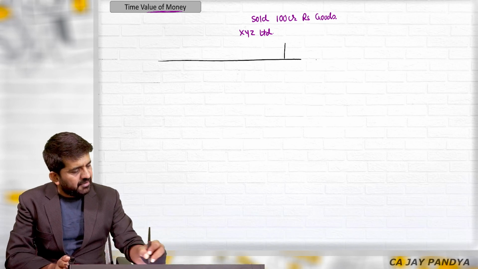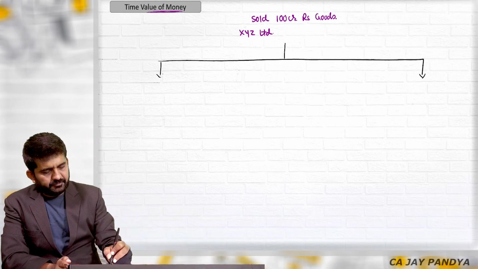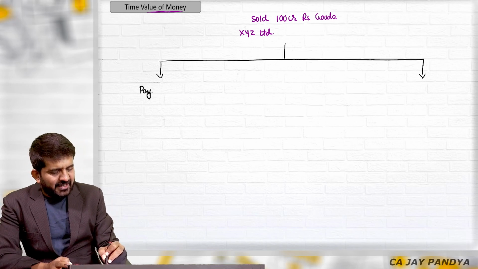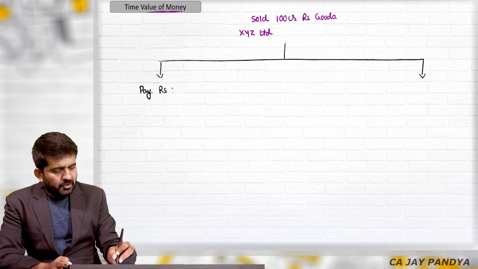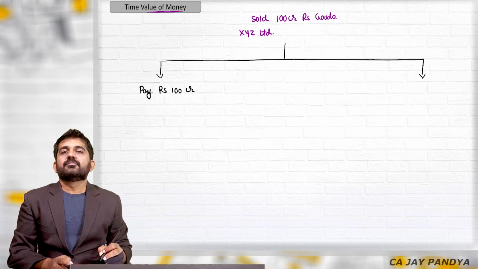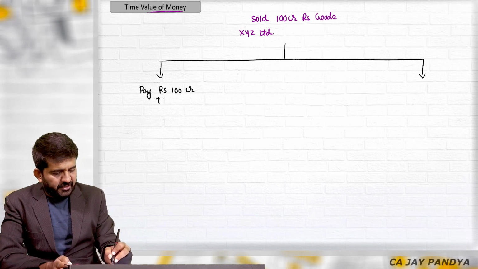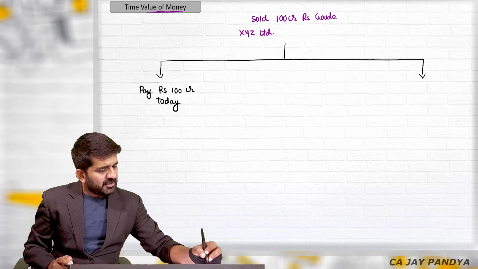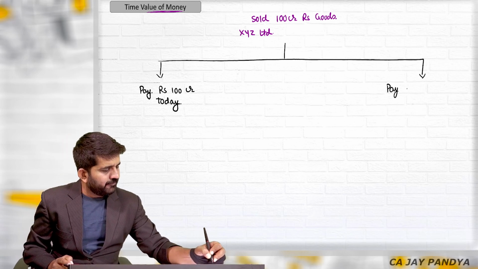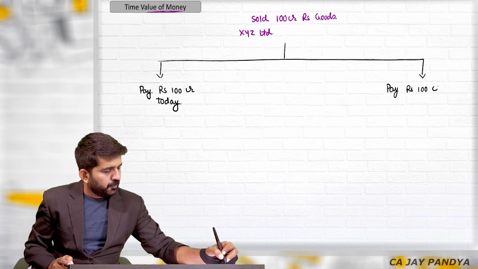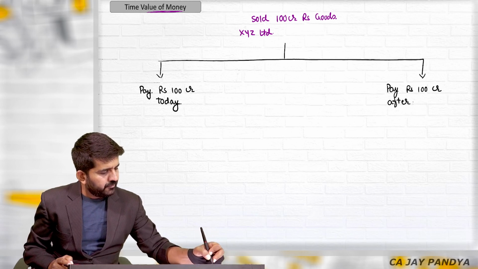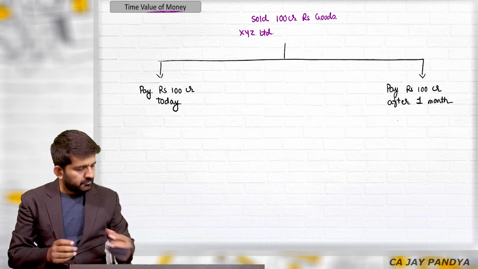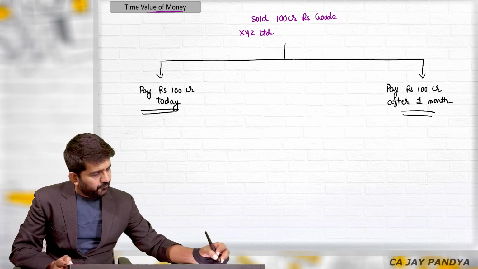XYZ Limited is giving me two options. Number one, XYZ Limited will pay rupees 100 crore. So I will be receiving rupees 100 crore today, or XYZ Limited will pay rupees 100 crore after 1 month. Of course, it is an either-or option.